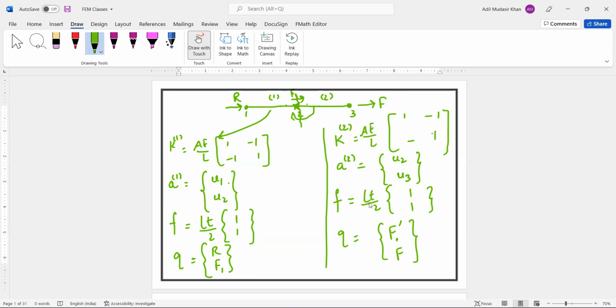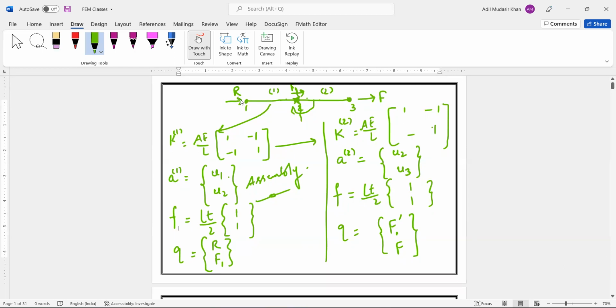We'll assemble these two matrices. We have to assemble the matrices. So this is a step that is known as the assembly. Assembly is very important. So how do we assemble? So how many nodes we have? We have 1, 2, and 3 nodes.